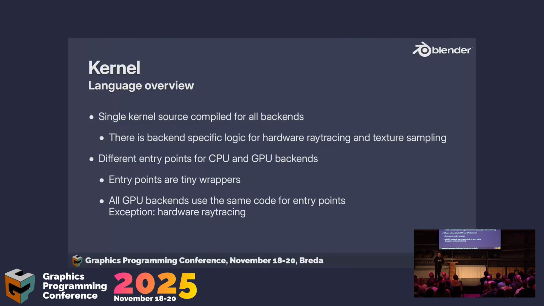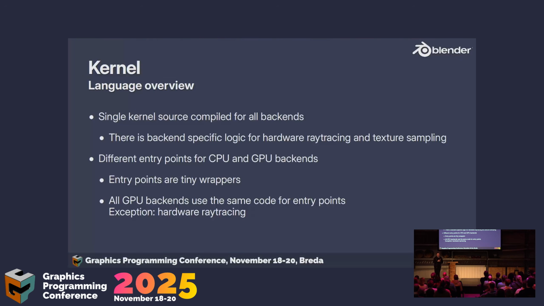As I mentioned before, we have a single source in the kernel, which we compile to all the supported backends. There is, of course, a bit of hardware or backend-specific logic implemented, especially for hardware ray tracing. There is no easy way that we found to mitigate the differences between backends, so that's integrated with its own source code for a specific backend, but we use some utility functions, of course. And the texture sampling is also a bit different on different devices.